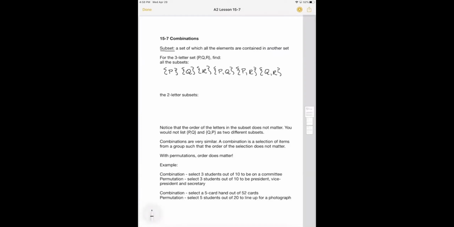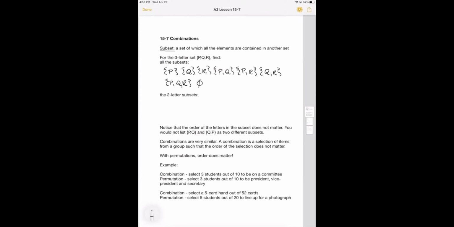If we have a subset PR, we don't list it again as RP. The order does not matter. We're just listing what elements would be in a subset of PQR. Every set is a subset of itself, so PQR is actually a subset of itself. And then we've got what we call the null set. So there's 1, 2, 3, 4, 5, 6, 7, 8. I should have 8, and I have 8. Okay, so there's a subset.